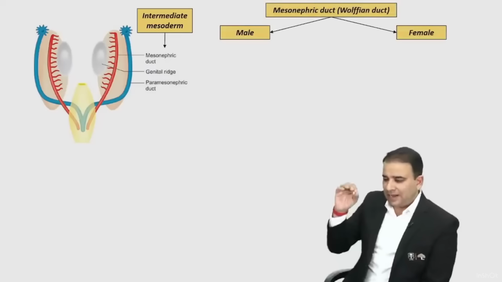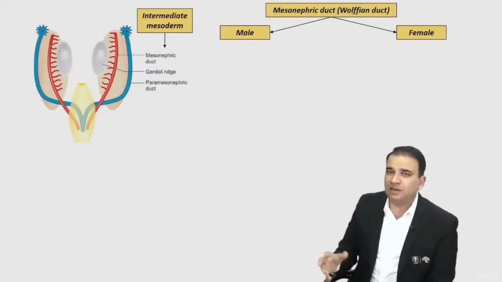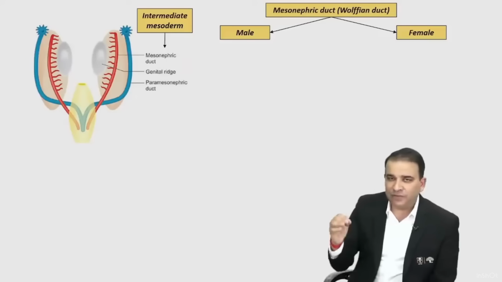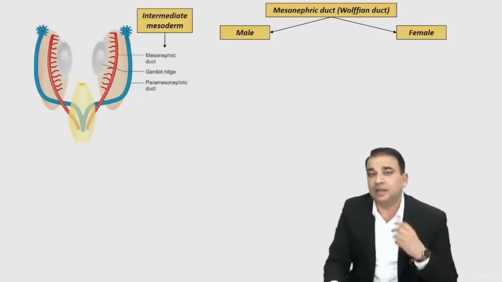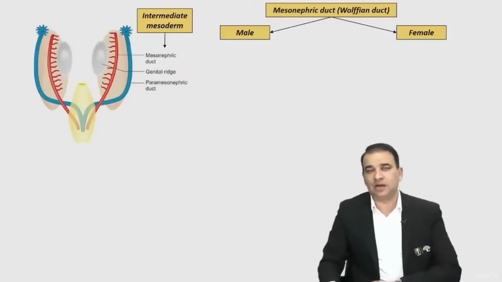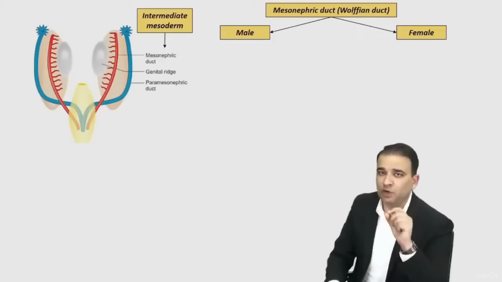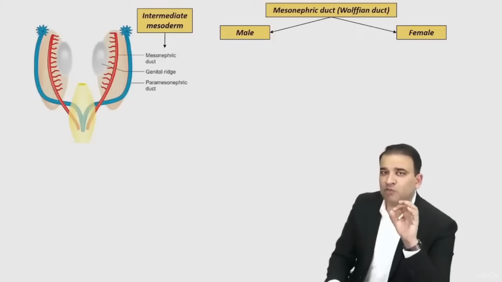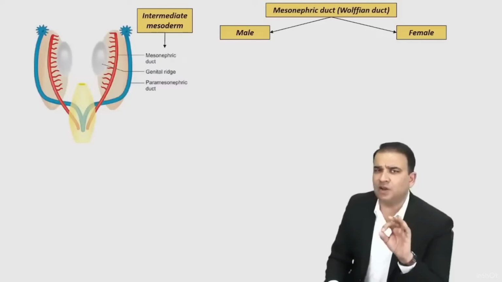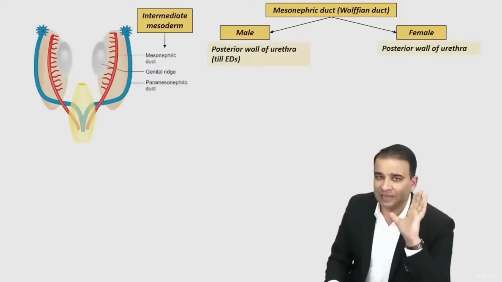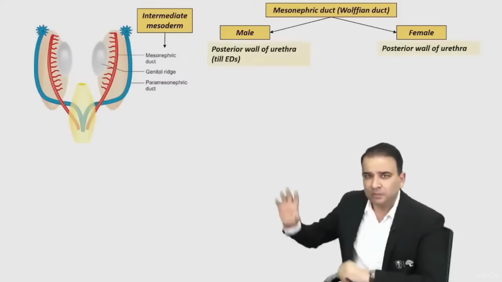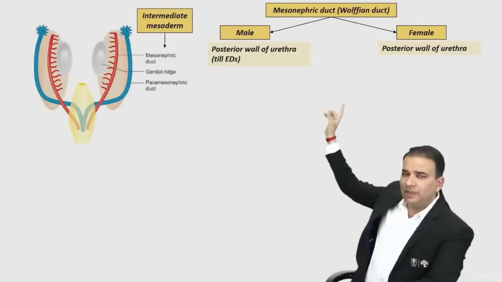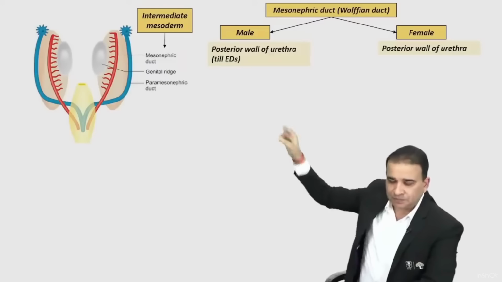Guys, there are common derivatives of the mesonephric duct in male and female. First of all, one of the things derived from the mesonephric duct is the posterior wall of the urethra. Posterior wall of female urethra also, posterior wall of male urethra also, but male urethra only till the ejaculatory ducts. But common is the posterior wall of urethra, in the male it is till the ejaculatory ducts only.